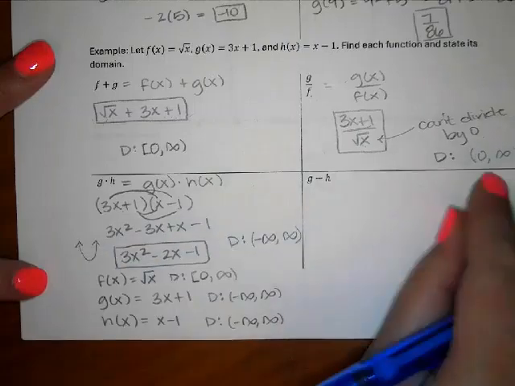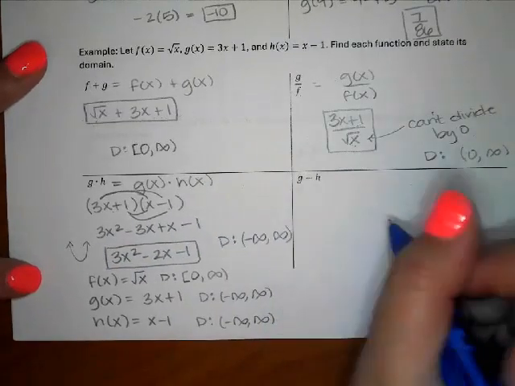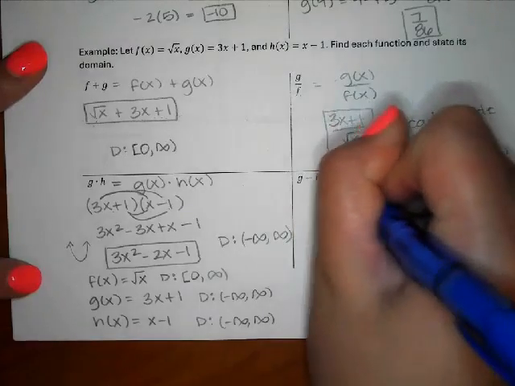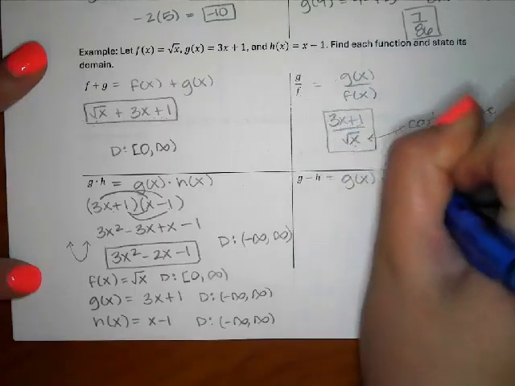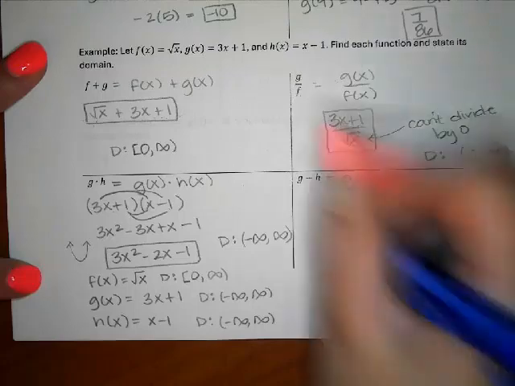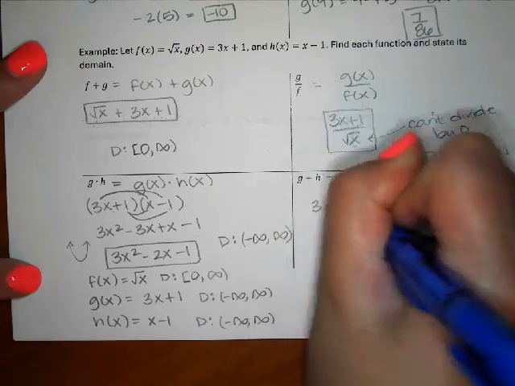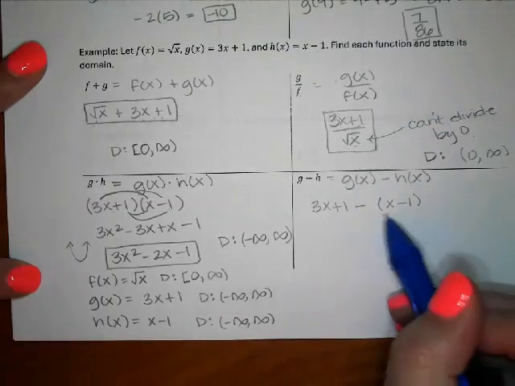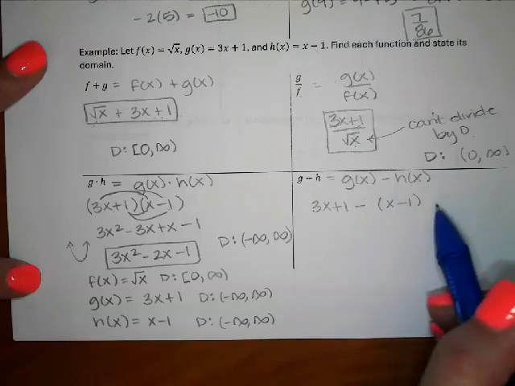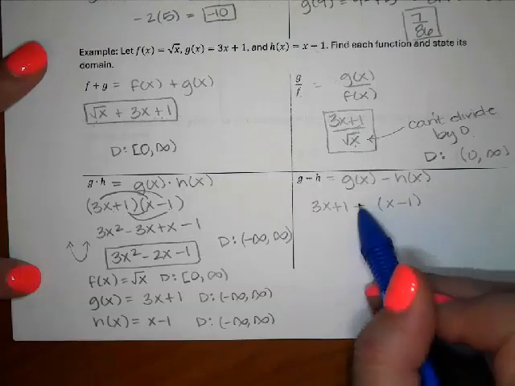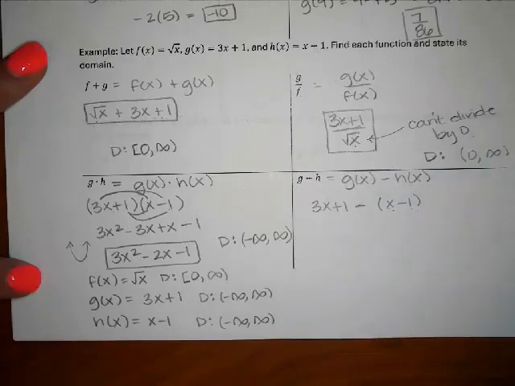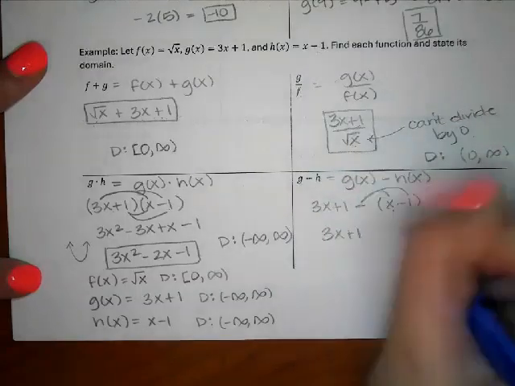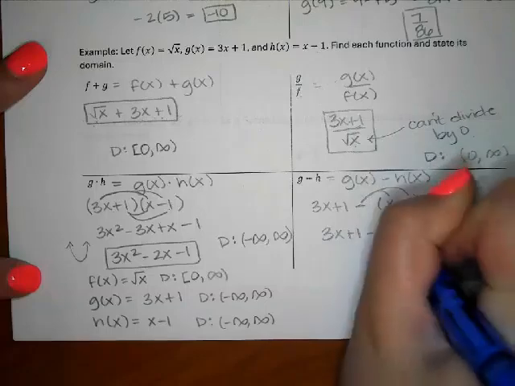All right, last, g minus h. So this is g of x minus h of x. So g of x is 3x plus 1 minus h of x is x minus 1. Remember, whenever we subtract, I should put it in parentheses to make sure that I am going to subtract each of the terms. So I'll distribute that negative. 3x plus 1 minus x plus 1. So that gives me 2x plus 2.